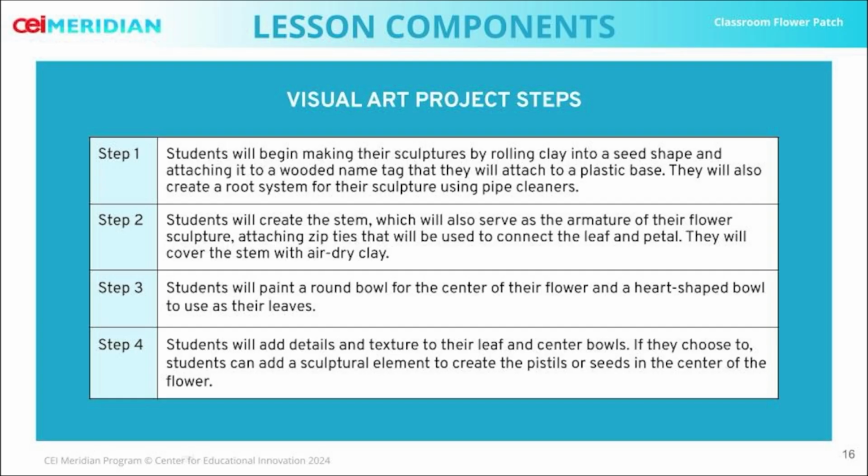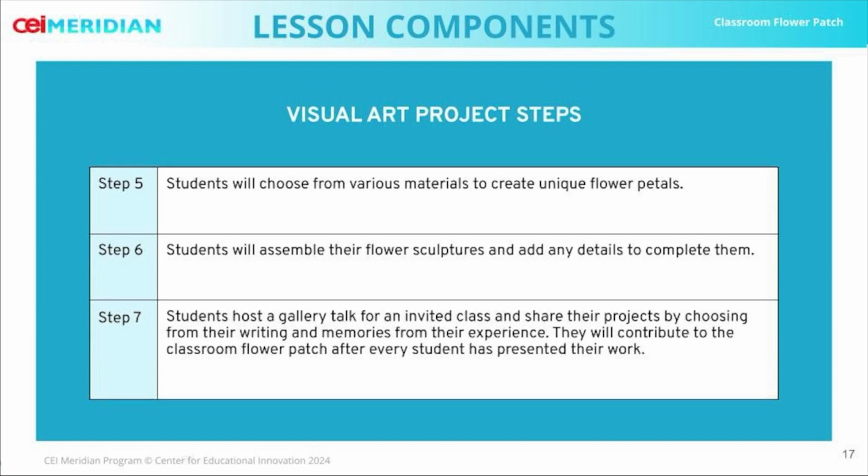On day 3, students will paint a round bowl for the center of their flower and a heart-shaped bowl to use as their leaves. On day 4, students will add details and texture to their leaf and center bowls. If they choose to, students can add a sculptural element to create the pistils or seeds in the center of the flower. On day 5, students will choose from various materials to create unique flower petals. On day 6, students will assemble their flower sculptures and add any details to complete them.